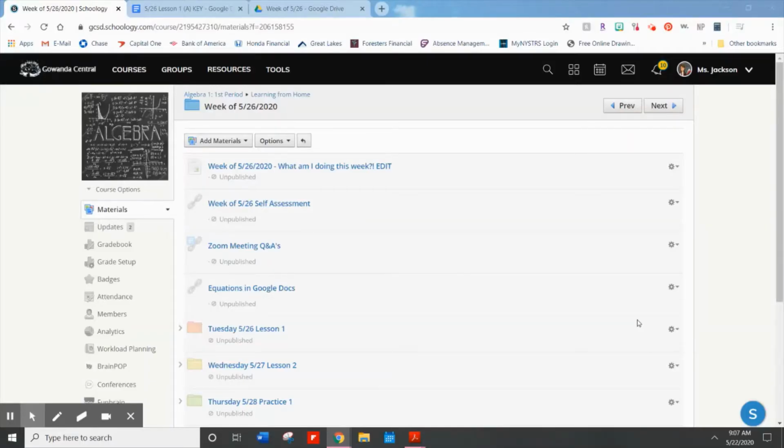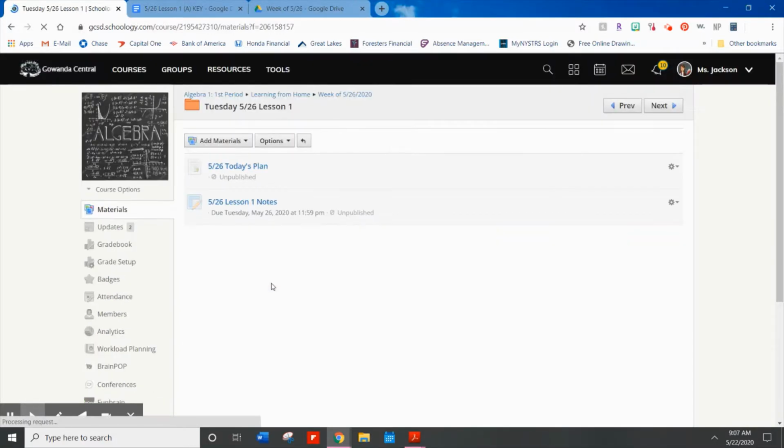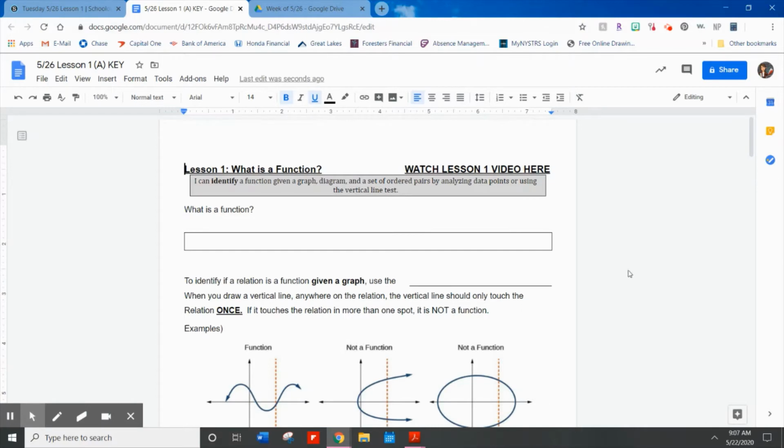Hey everyone, today we are looking at lesson 1, which begins on Tuesday since you had off on Monday for Memorial Day. So going to lesson 1 and clicking on your notes for today, we are talking about functions today. This should be a review, so hopefully the lesson will go by super quick for you.